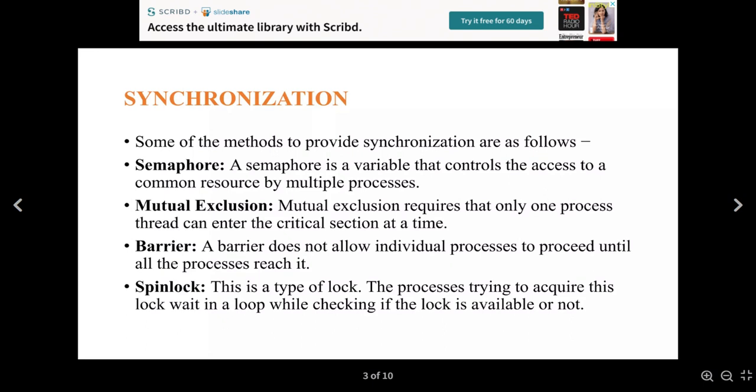Don't worry, my dear friends, we will be making a separate tutorial regarding the synchronization mechanisms in operating systems, where we will be looking in much more detail at all these concepts of semaphore, mutual exclusion, barrier, and spin lock, along with the introduction of the concept called critical section, which is the heart of the operating systems. All these synchronization topics and related stuff will be discussed in the upcoming videos.